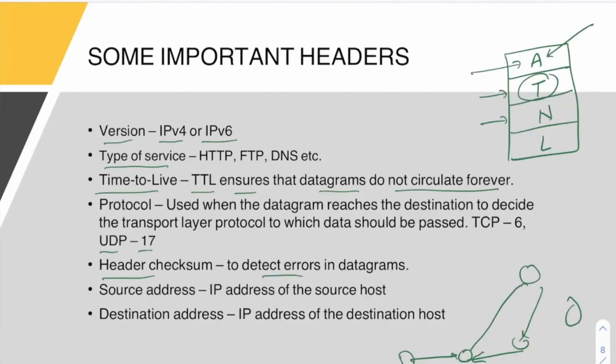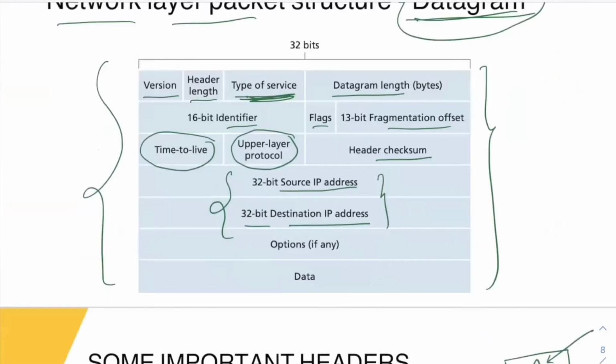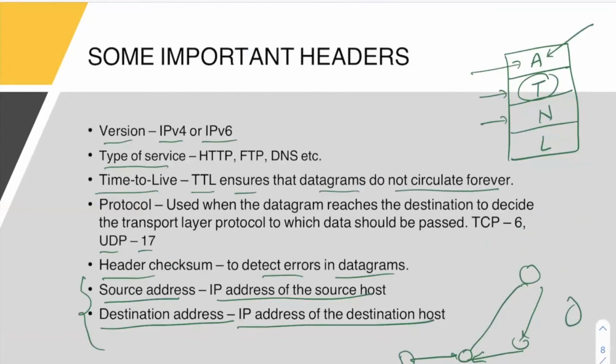Now you have the header checksum. This is to detect errors in datagrams. Then source IP address and destination IP, very, very important. What is the IP address of the source host, and what is the IP address of the destination host? Because these routers work on these values, the source IP and destination IP. That is very important for routers for forwarding the data from one router to another.